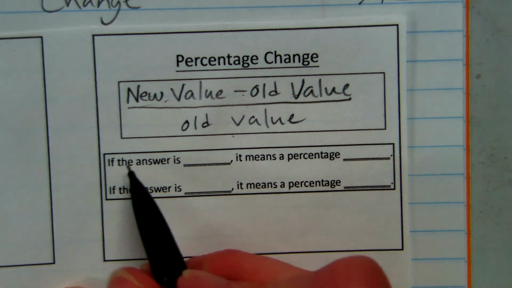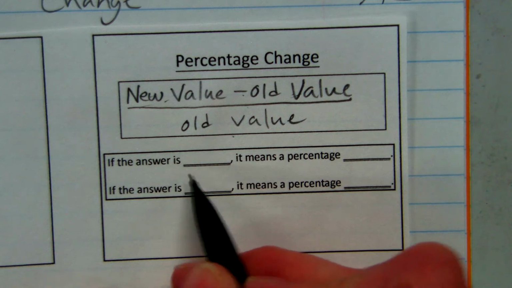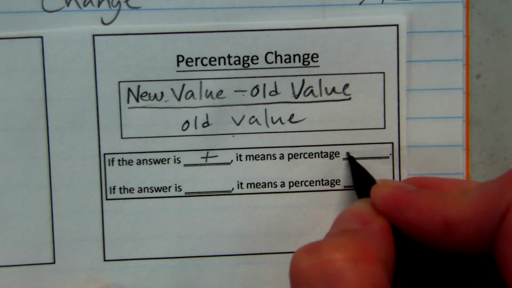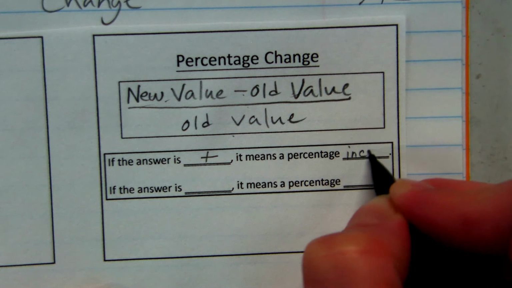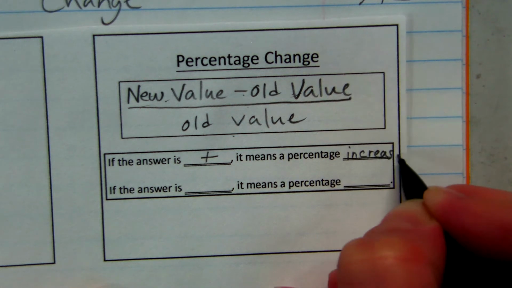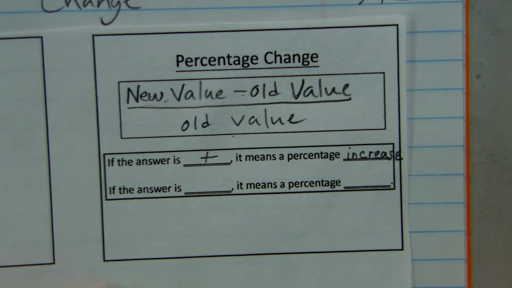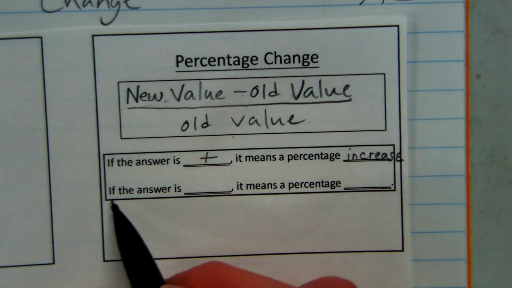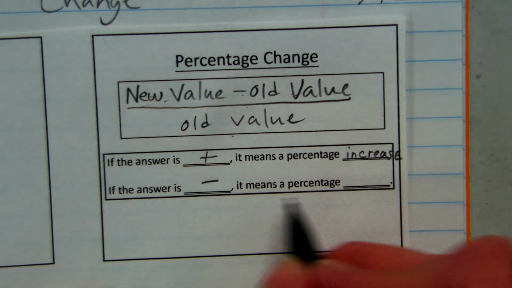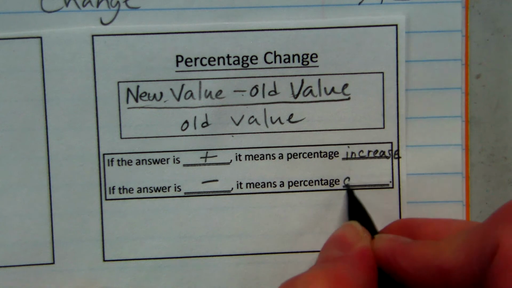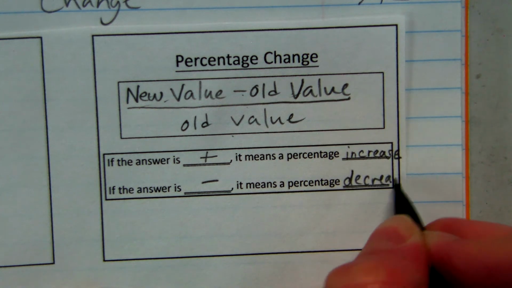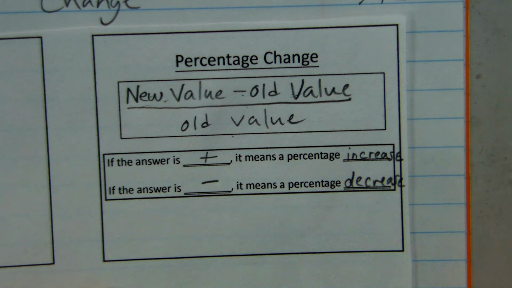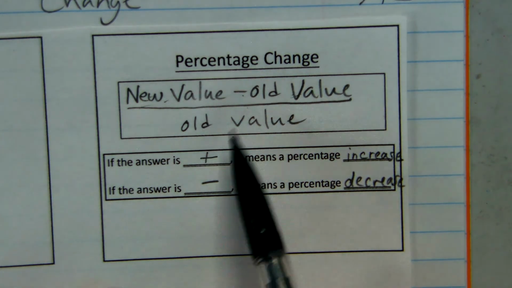And then down here, if the answer is positive, I'm just going to put a plus sign for positive. It means a percentage increase. That's a really small blank. You could always just put I and C to abbreviate for increase, since this is notes. If the answer is negative, it means a percent decrease. It just means it's going down. And you could just do DEC for decrease if you want to make that shorter. So that's basically how this is going to work.